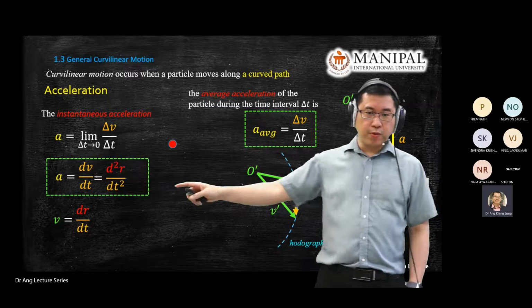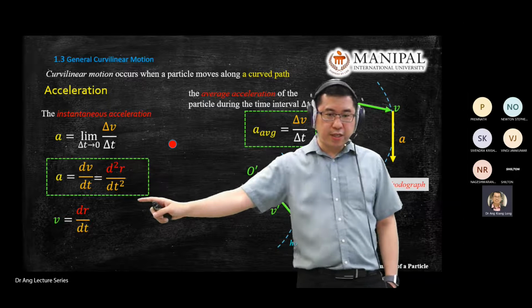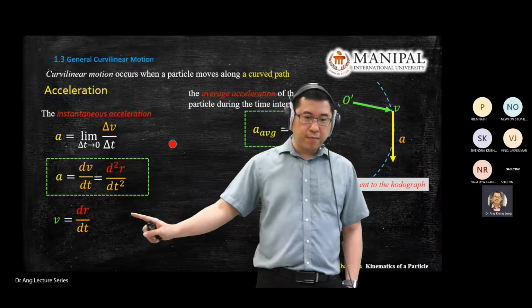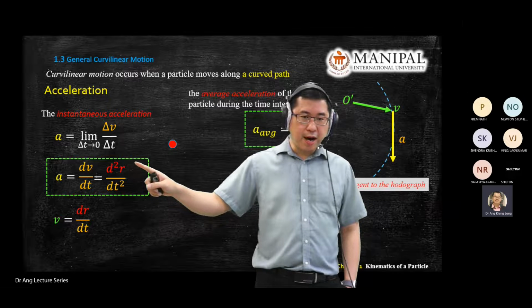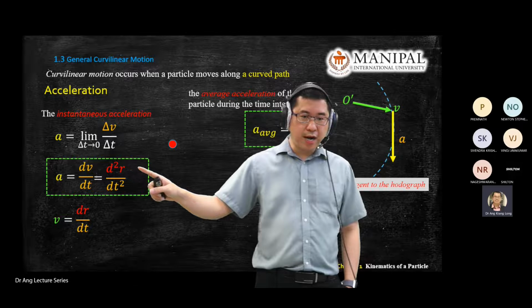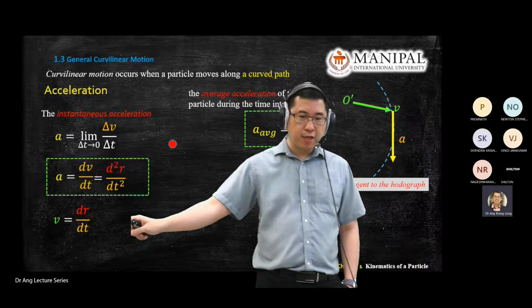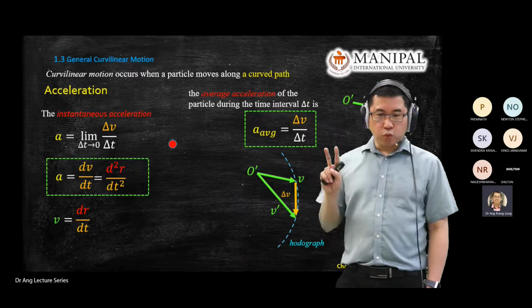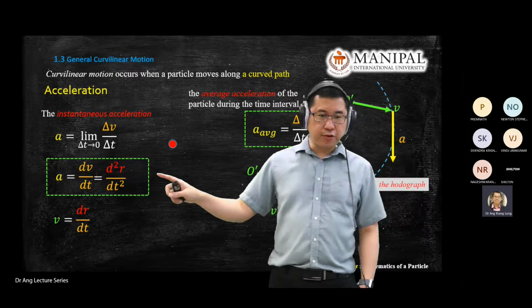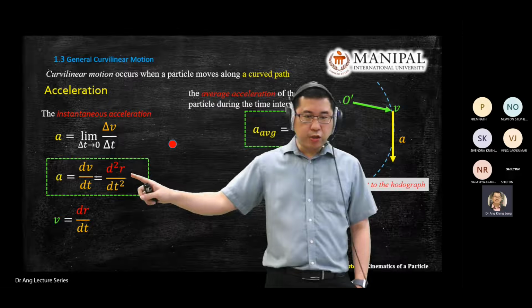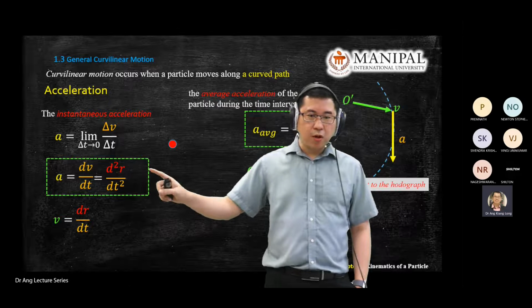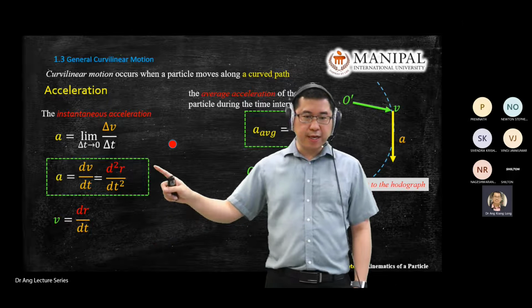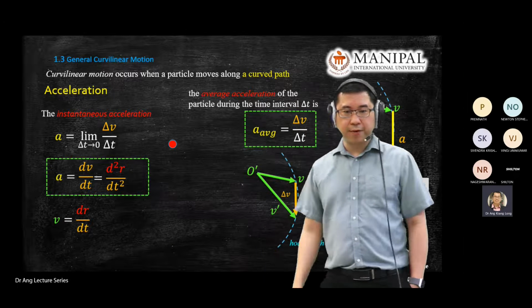So you know that when you put dv over dt again, it means you double differentiate the displacement, and you can write it as d squared r divided by dt squared. So you have two forms of acceleration. You can use dv over dt, or if the equation gives you in terms of r or displacement, then you can use the second equation.